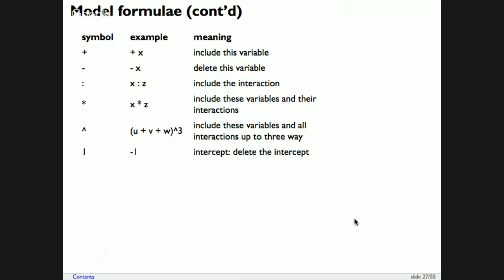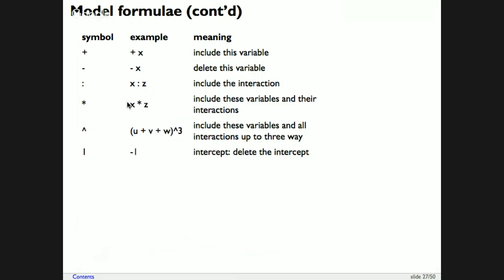So this is a good time then to give you a little bit more of a systematic description of creating the model formulae. You learned first this plus, which just means include a variable. You can use a minus to delete a variable from the model. A colon to add an interaction between two variables. So this is a useful thing to know, and we're going to use it in just a minute.